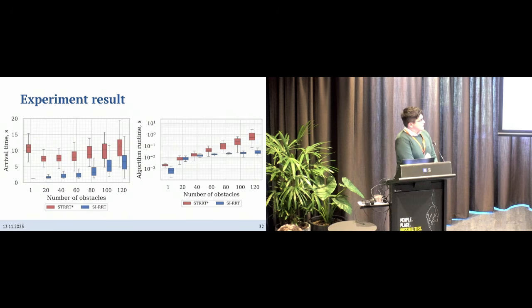Then we plotted arrival times and algorithmic runtimes for deliberative planners in the number of obstacles where their success rate is 100%. As you can clearly see, the arrival time of SIRT is much lower, as is its algorithmic runtime.